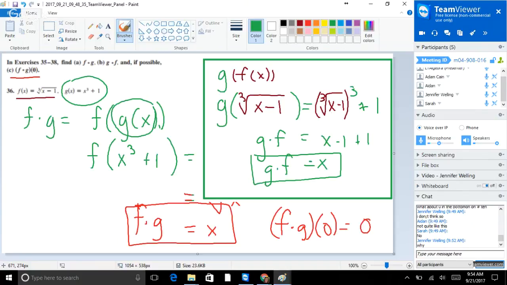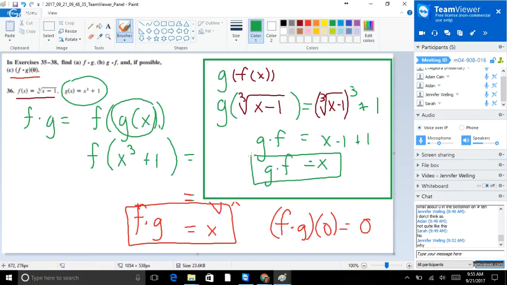Now, I will tell you that not every composition works out this nicely. If I did 38, I do not get the compositions both equal X. This particular problem just happens to work out that way. The reason I wanted to do this problem, and I know that I'm almost done with my time here, is because it's like this perfect lead into 1.6. And we'll talk about 1.6 on Monday, but 1.6 talks about inverse functions.